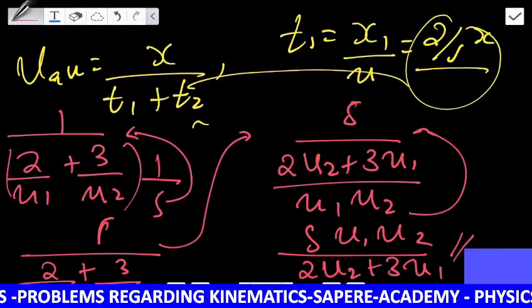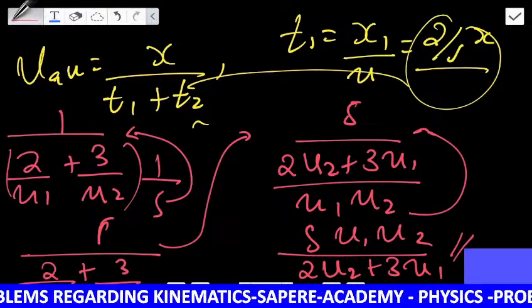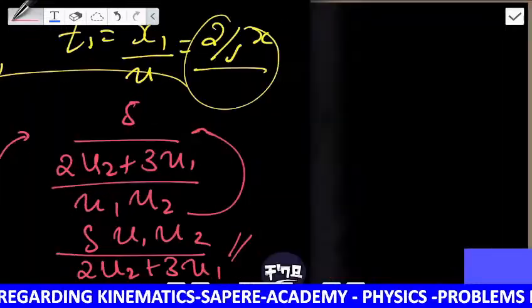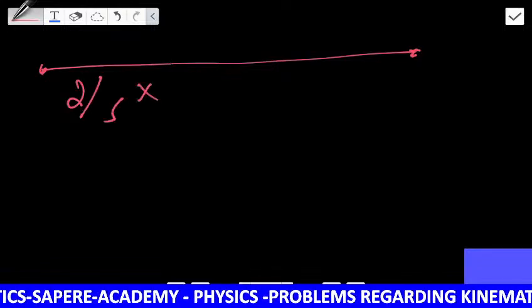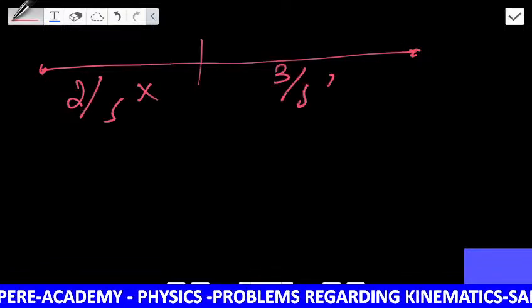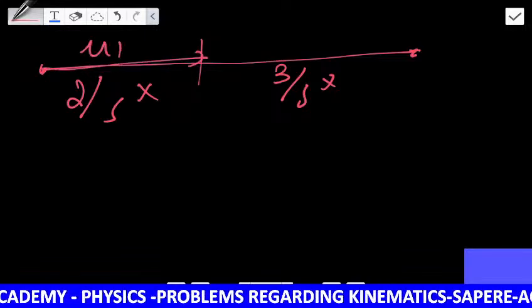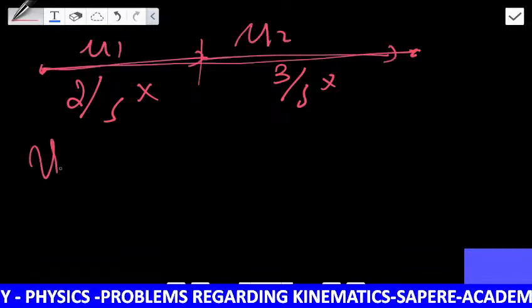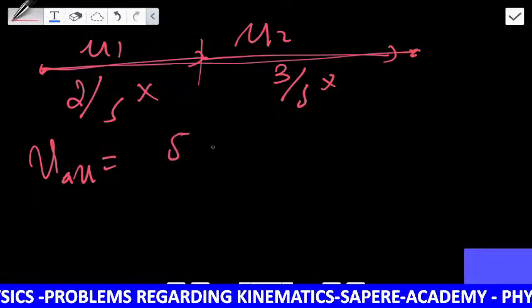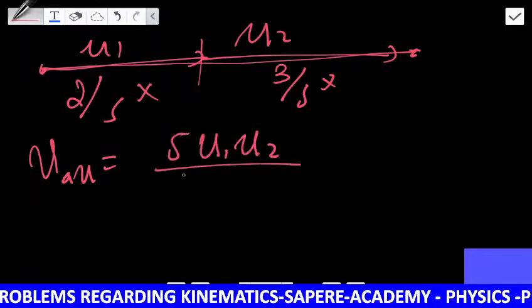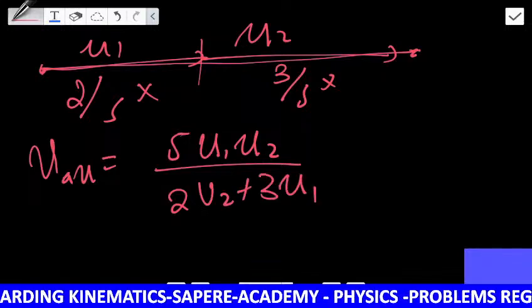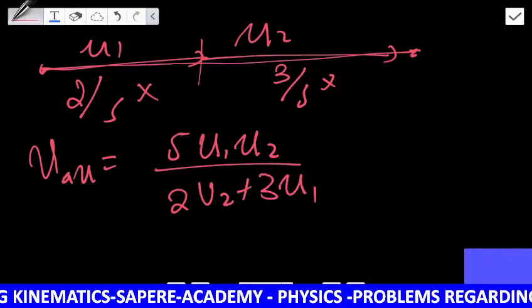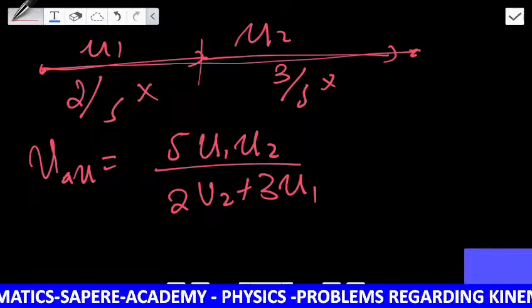So when we simplify this, this would be the answer. If you get such a question, we can solve it in this way. So finally, if an object travels 2/5 of the original distance, 2/5 of x, and the remaining 3/5 of x at some v2, the average speed is given as 5 v1 v2 divided by 2 v2 plus 3 v1. You can solve questions like this using the equations we have just put down.